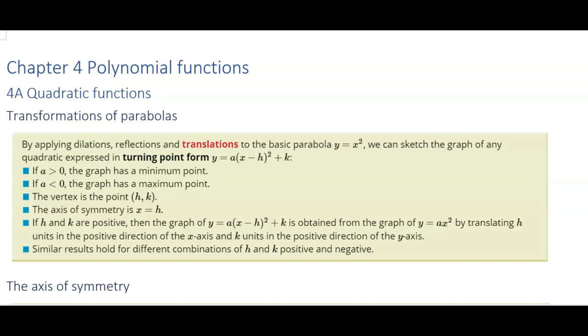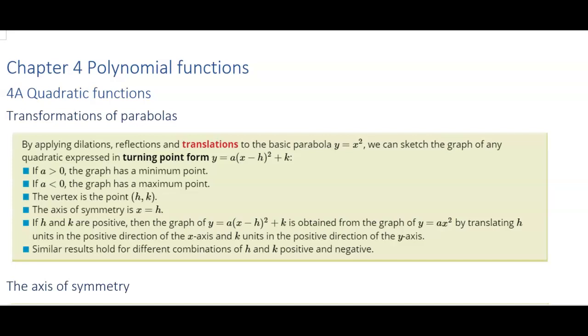Hey everyone! So this is the first video for chapter 4. We're looking at quadratic functions, something that you've likely done since year 10, and definitely would have done last year. Hopefully this is just revision for you.